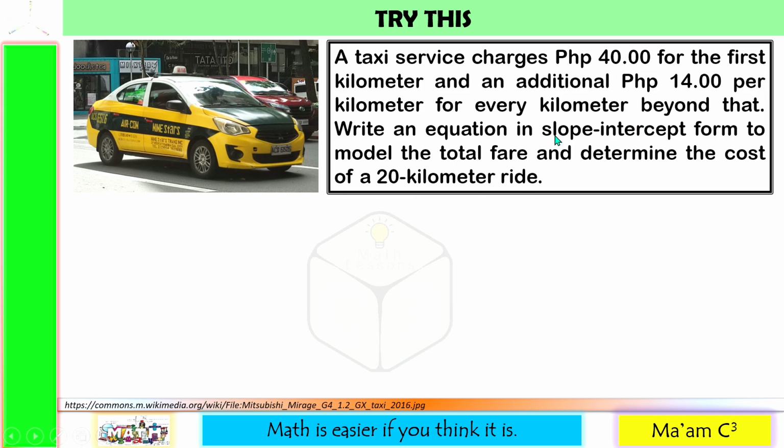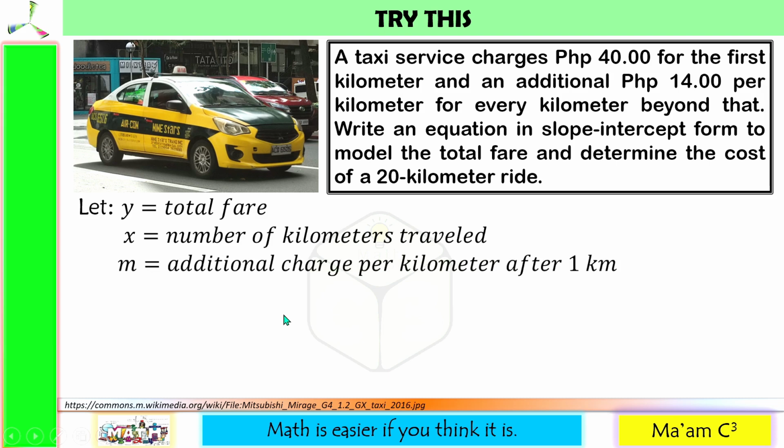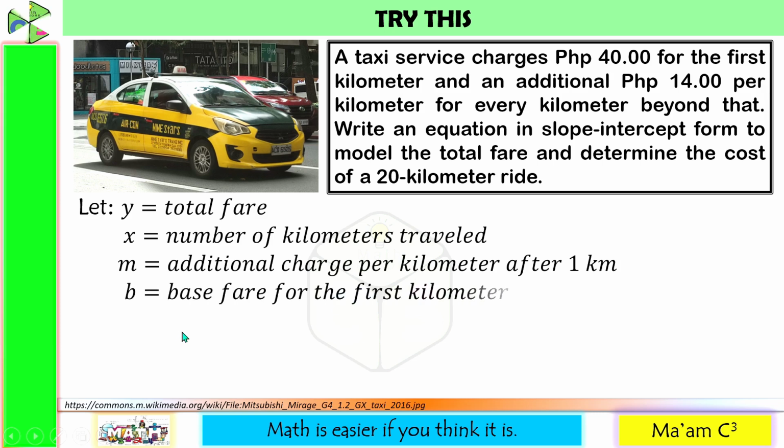Since I am going to use a slope-intercept form, I have to assign values for y, m, x, and b. So let us let y be the total fare, x is the number of kilometers traveled, m is the additional charge per kilometer after 1 kilometer, while b is the base fare for the first kilometer.